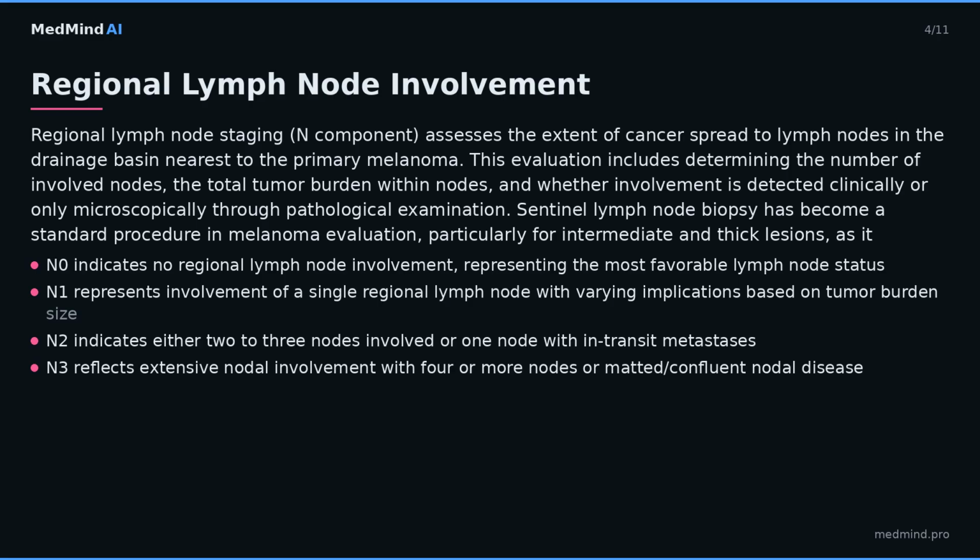Key points: N0 indicates no regional lymph node involvement, representing the most favorable lymph node status. N1 represents involvement of a single regional lymph node with varying implications based on tumor burden size. N2 indicates either 2 to 3 nodes involved or 1 node with in-transit metastases. N3 reflects extensive nodal involvement with 4 or more nodes or matted/confluent nodal disease.